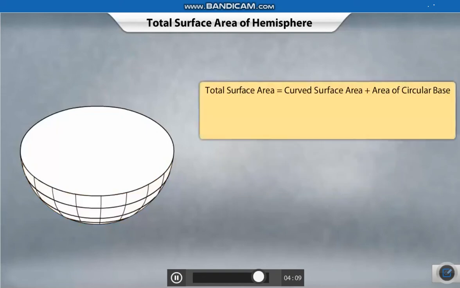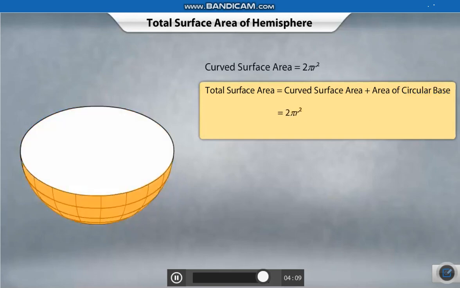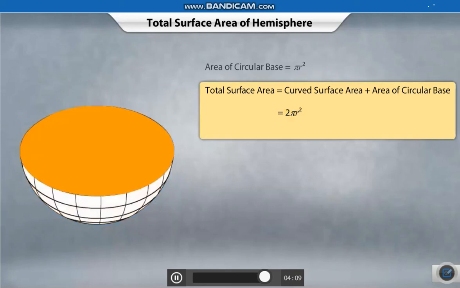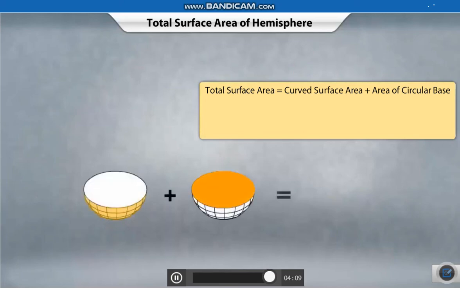To calculate the total surface area of a hemisphere, we need to add its curved surface area and the area of its circular base. We know that the curved surface area is 2 pi r squared. The area of the circular base is the area of the circle. So, the area is pi r squared. On adding the curved surface area and the area of the circular base, we get the total surface area of the hemisphere as shown.